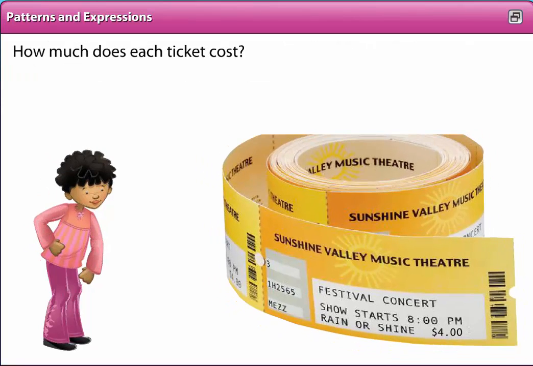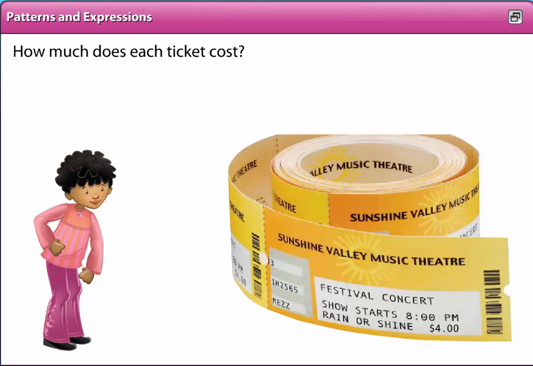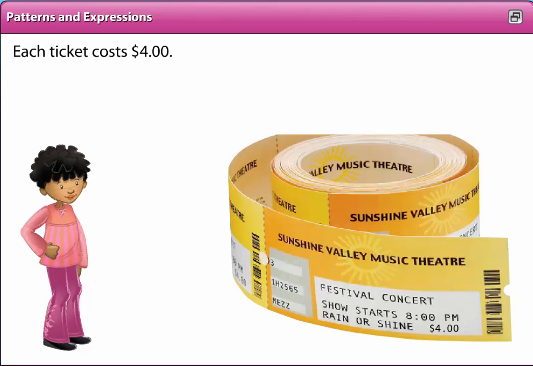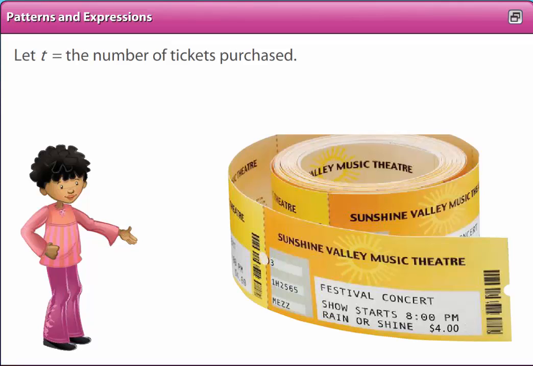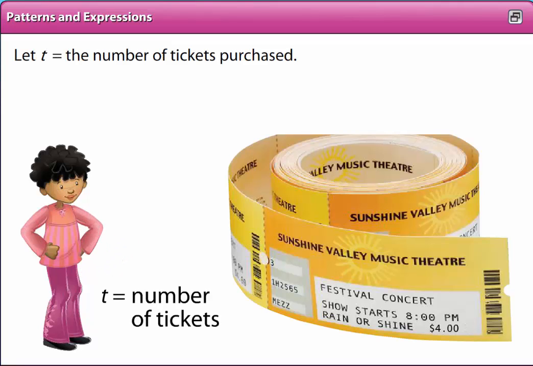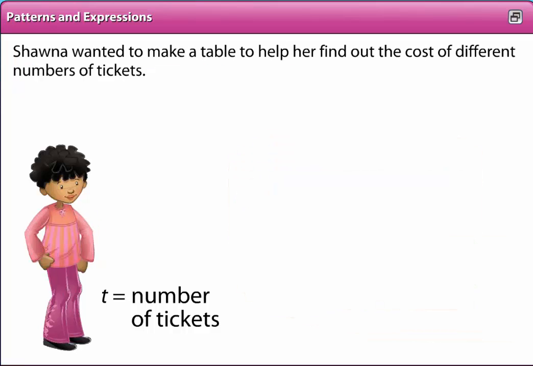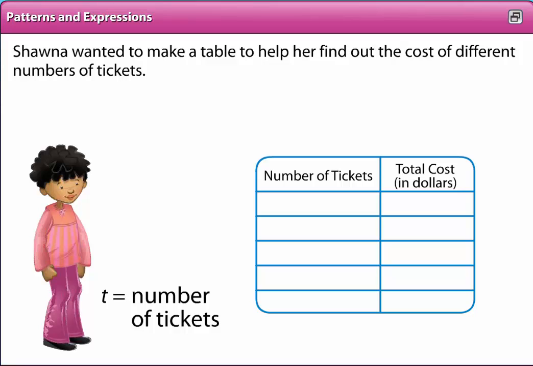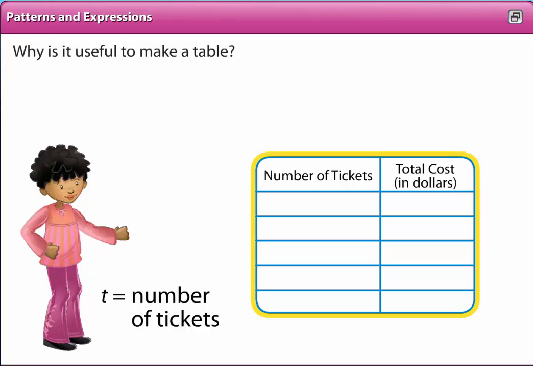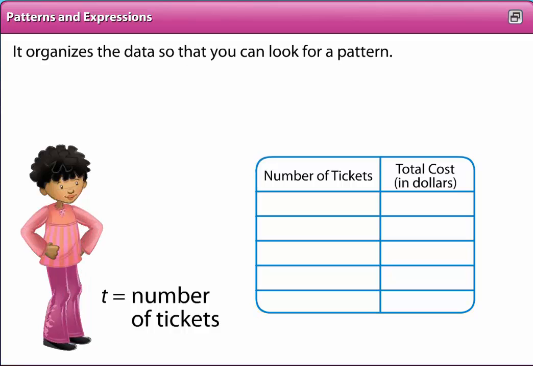How much does each ticket cost? Each ticket costs $4. Let T equal the number of tickets purchased. Shauna wanted to make a table to help her find out the cost of different numbers of tickets. Why is it useful to make a table? It organizes the data so that you can look for a pattern.